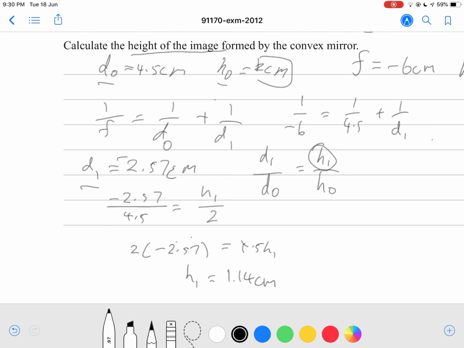Getting all the way to HI equals 1.14 centimeters gets you an excellence grade. To get a merit grade, you're looking at getting the DI correct, which is negative 2.57 centimeters. That'll get you a merit.